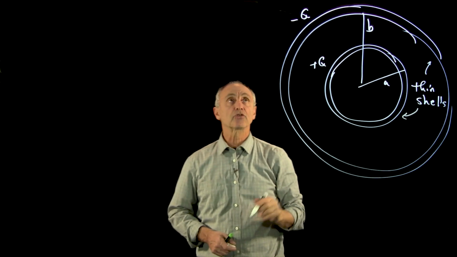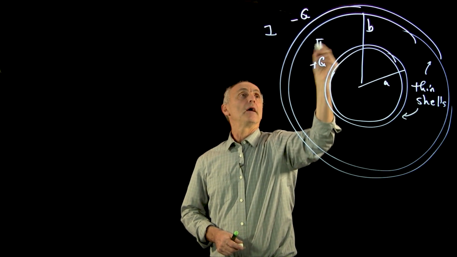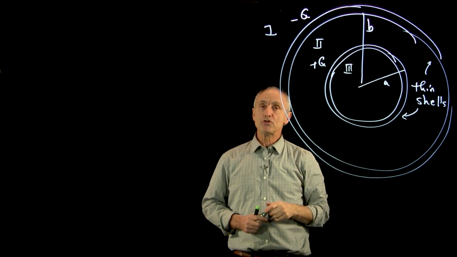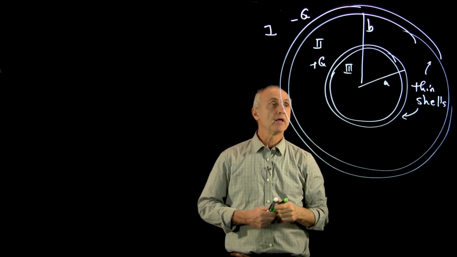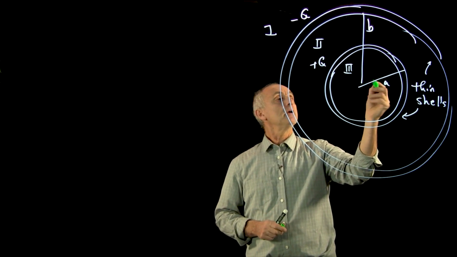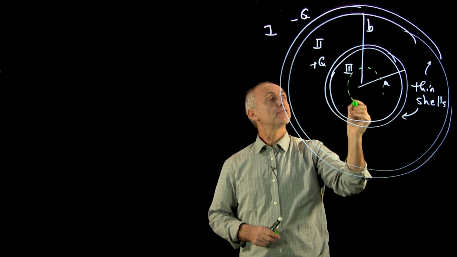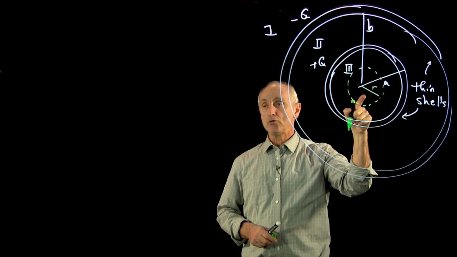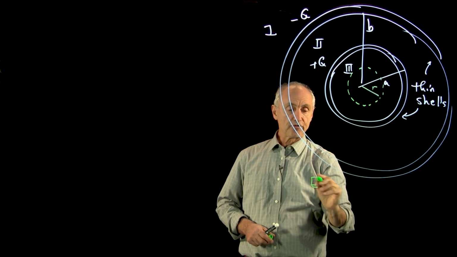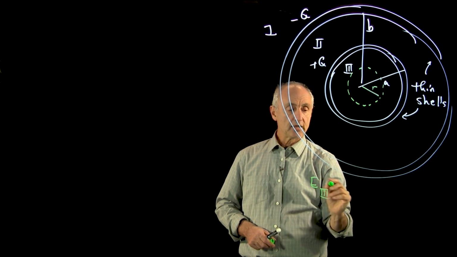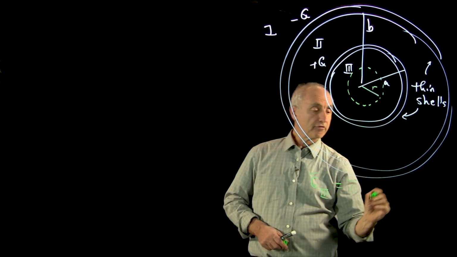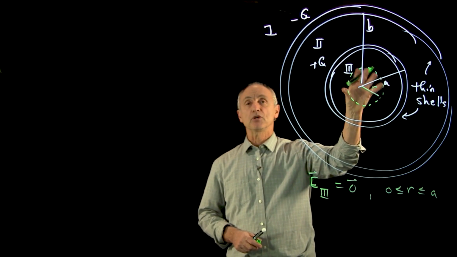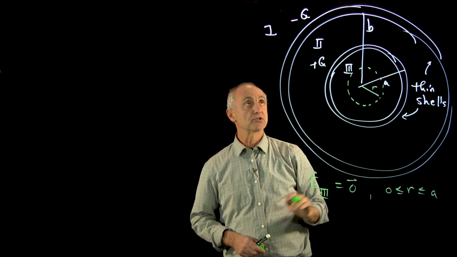I'd like to find the electric field everywhere in space, and we have three regions of space. Now, I want to do two of those regions very quickly. For region 3, I'm going to pick a Gaussian surface of radius r, and in region 3 there's no charge enclosed. So the electric field inside is 0 for 0 less than r less than a. Why? Because there's no charge enclosed in our Gaussian surface.